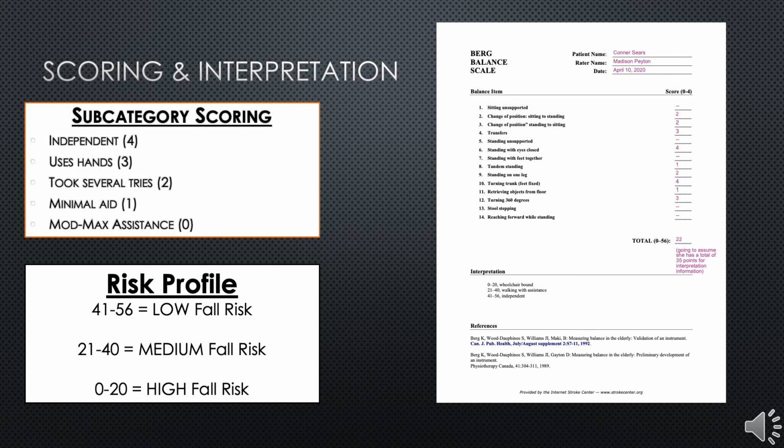She used her hands to help complete her transfer test and used her hands while completing her 360-degree turn test as well, so she would receive a score of 3. And just like our patient's attempt at standing with her eyes closed and turning her trunk test, a patient would receive a rating of 4, which indicates independence during the task. So let us assume that our patient's overall score was then a 35 after we have scored each of the 14 subcategories. We would then consider our patient to be of medium fall risk in the future according to the research and the reported risk profiles that have already been established.